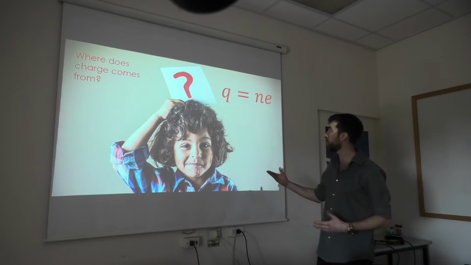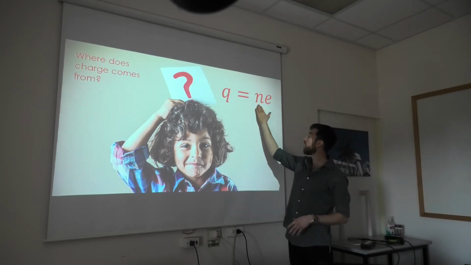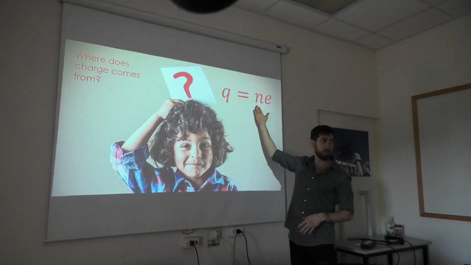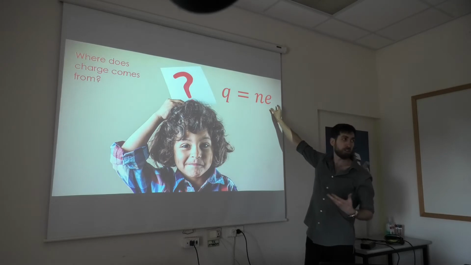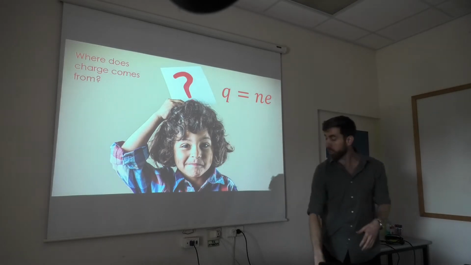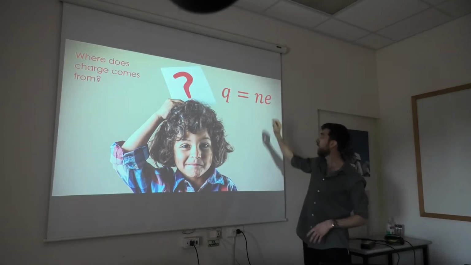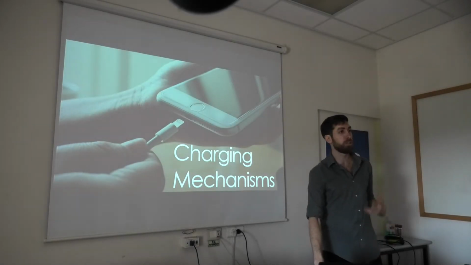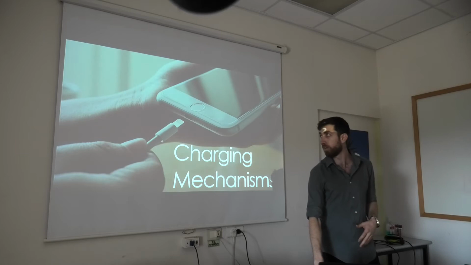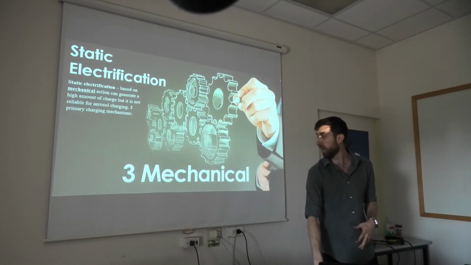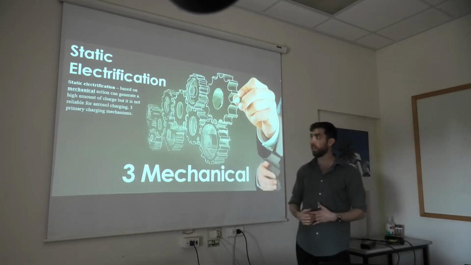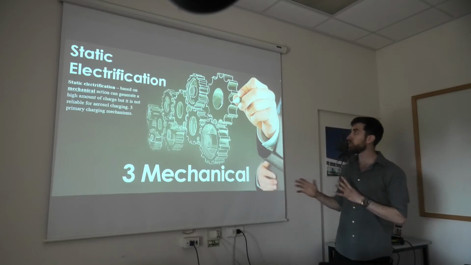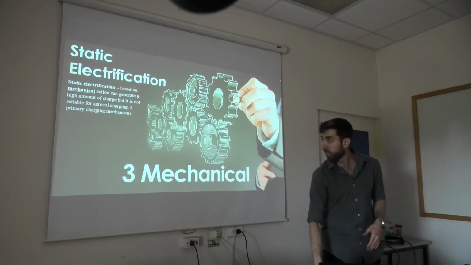Most of the time we denote charge as a multiplication of the basic unit of charge, the electron. So this is a natural number times the unit charge, and this is the amount of charge. So let's talk about the many charging mechanisms that we have. I'm going to talk about three mechanisms to charge particles.